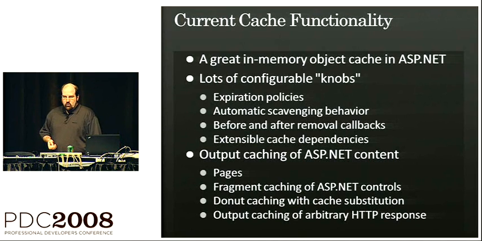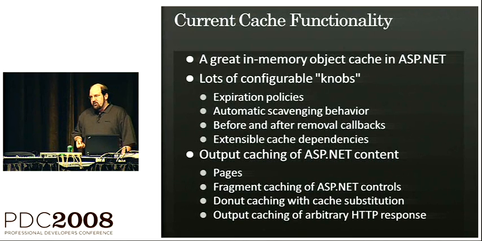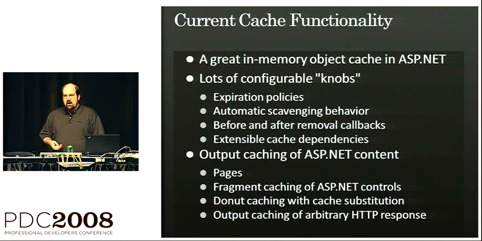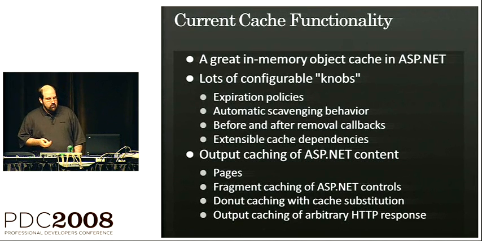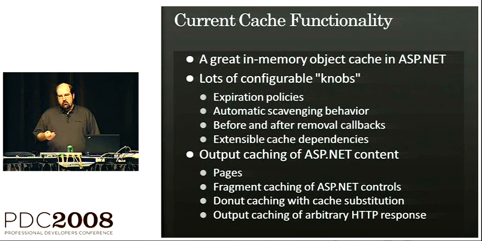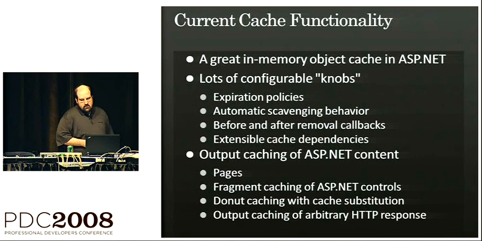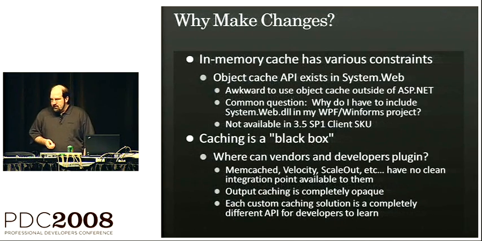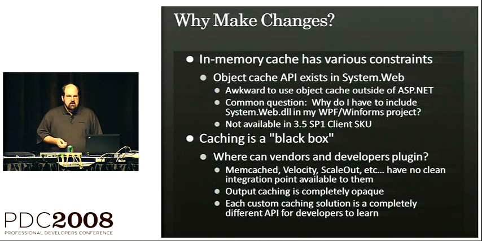Output caching is, of course, very specific to ASP.NET. There's not really any concept of output caching, for obvious reasons, in a WinForms or a service app or a WPF app. Output caching in ASP.NET is built on top of the object cache, and its purpose in life is to let you do full page caching or fragment caching of just individual controls on the page. So this is all stuff that we've had, to one degree or another, for quite a few years. So why are we going to come along here in ASP.NET 4.0 and in the 4.0 framework and suddenly start mucking around with it and making changes?